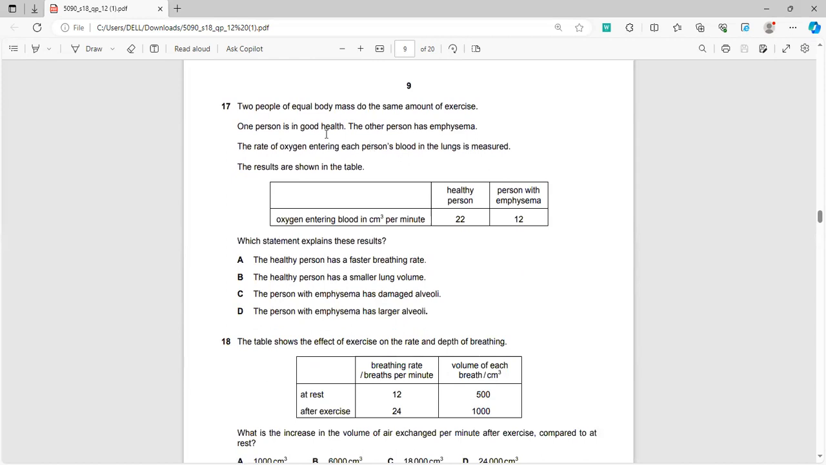Question 17, we compare two people. One person is in good health and the other person has emphysema. Emphysema is an obstructive lung disease, as we all know. They've compared the rate of oxygen in the blood of the two people. We can see that in the healthy person, the oxygen entering is 22, whereas the person with emphysema is unable to take in a large amount of oxygen, and thus it's only 12. So we can easily say that the person with emphysema has damaged alveoli because he is unable to take in more and more oxygen.